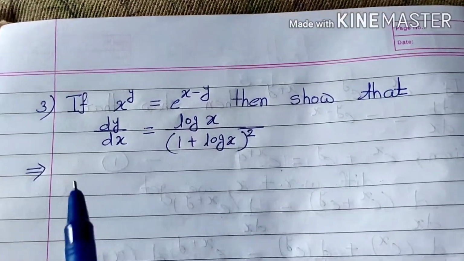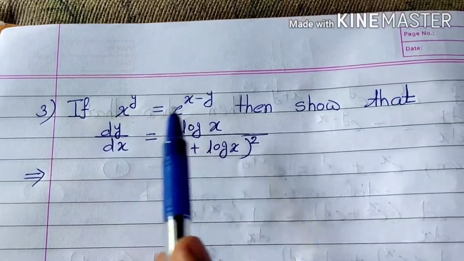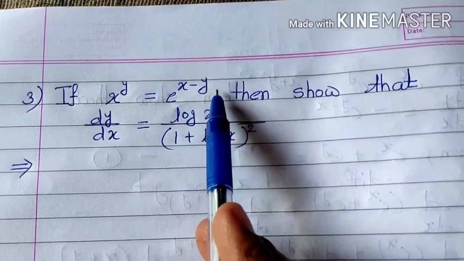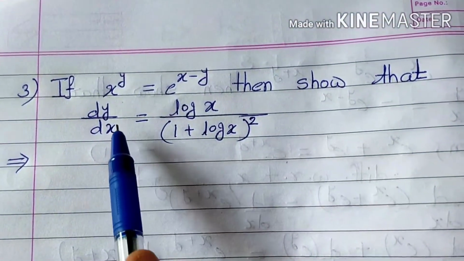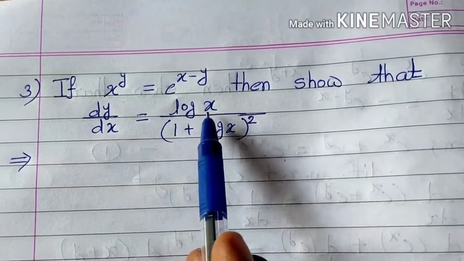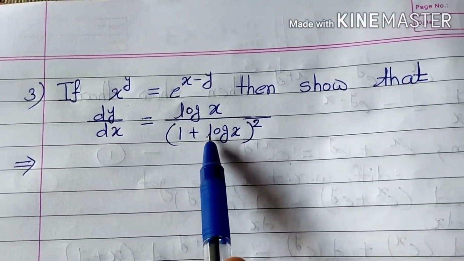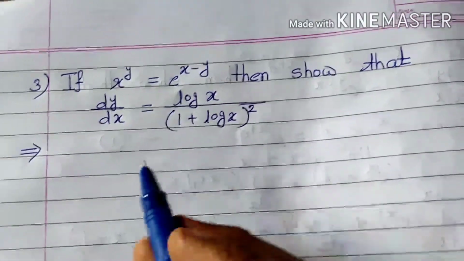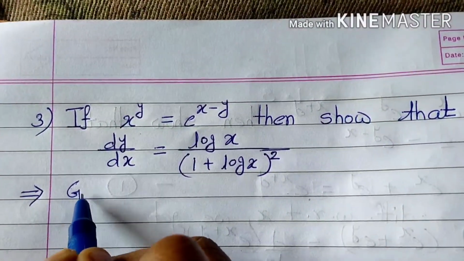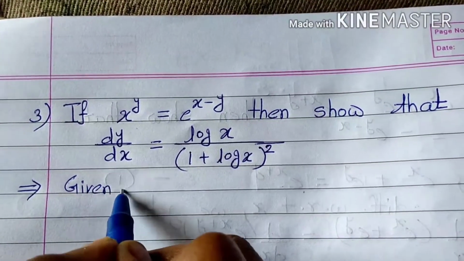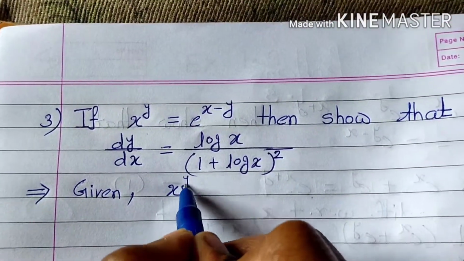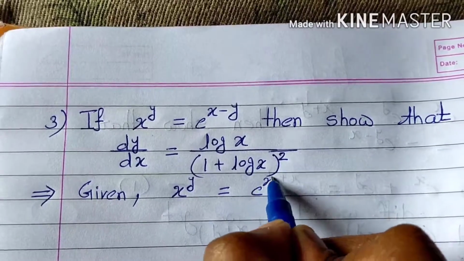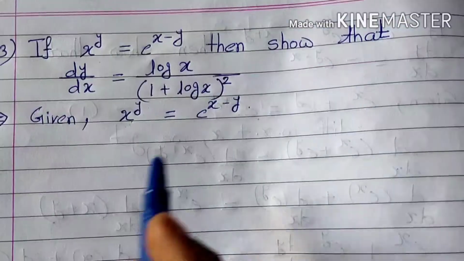Now the next example is, if x raised to y is equal to e raised to x minus y, then we have to show that dy by dx is equal to log x upon 1 plus log x whole square. So first write what is given. Given x raised to y is equal to e raised to x minus y.